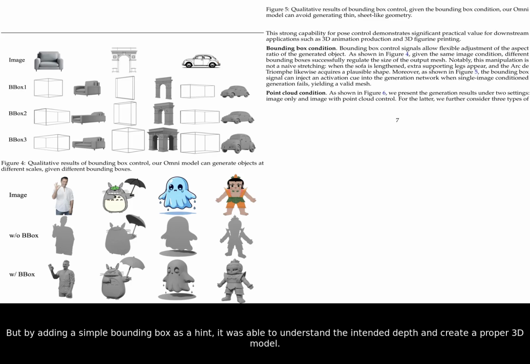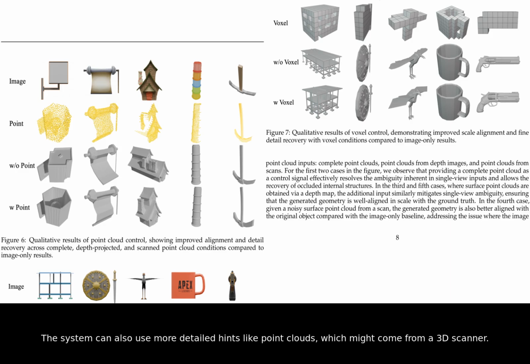The system can also use more detailed hints like point clouds, which might come from a 3D scanner. Using a point cloud helps the AI recover details that are hidden or unclear in the 2D image, like the back of this object. This ensures the final 3D model is far more accurate and aligned with the real-world object.